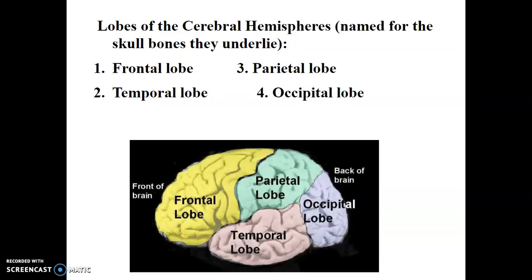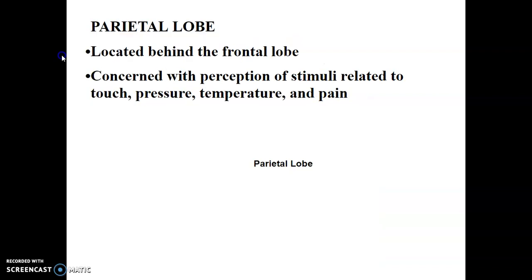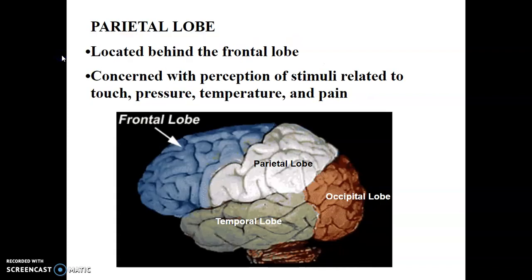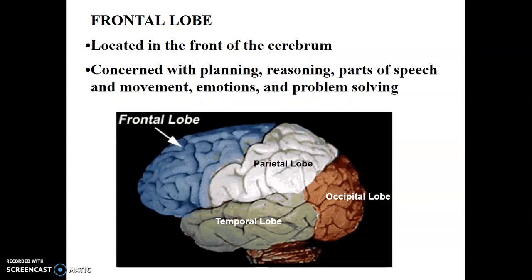There are 4 lobes of the cerebral hemispheres, and they're named for the bones. So you already know things like the parietal bone. Let's take a look at these. I skipped one. Sorry about that. The frontal lobe. In case you're keeping track, we went from lobes to frontal lobe.